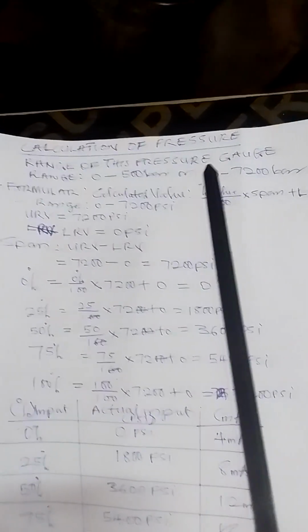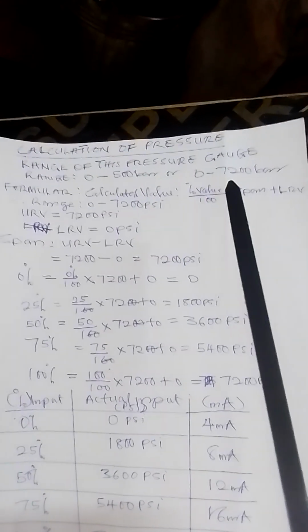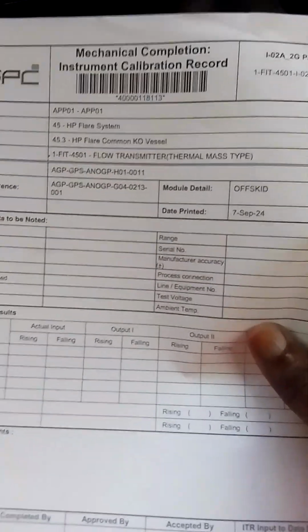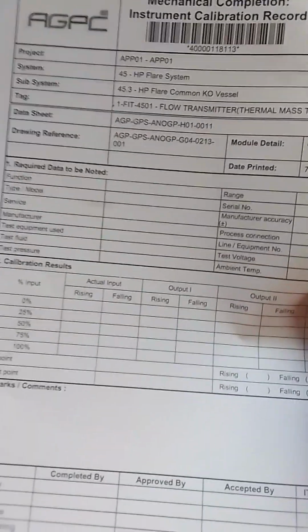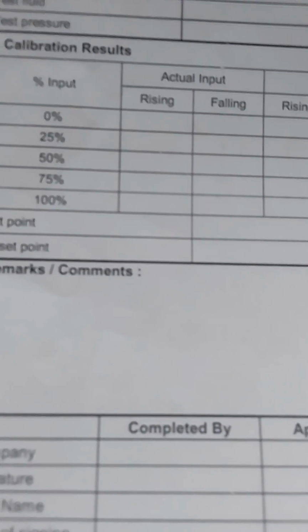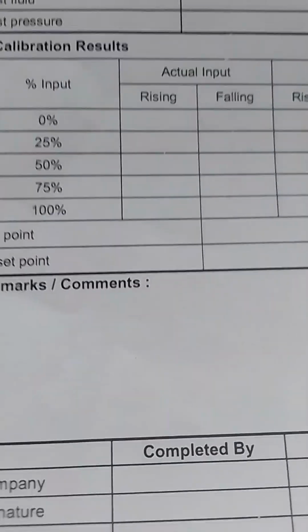The range of the gauge is 0 to 500 bar or 0 to 7,200 psi. This is what is in the range of our transmitter here. Now, the reason why I'm simulating, let me tell you, is a sheet. This is a mechanical completion sheet. In this sheet, you need to fill in your input of 25%. If you input 25% of that value, what is your sensor showing us? The control room will be seeing it.